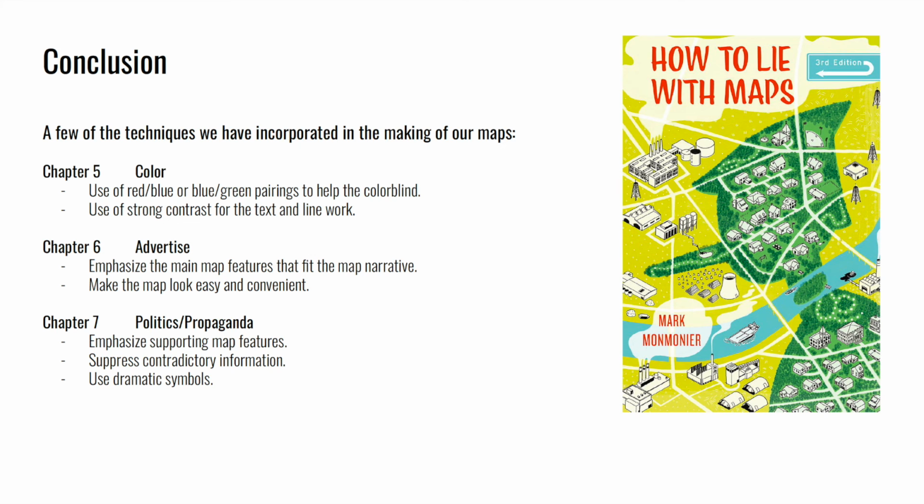We have also incorporated a few techniques from the book How to Live with Maps, such as using the color red-blue or blue-green to make it more readable for the visually impaired.